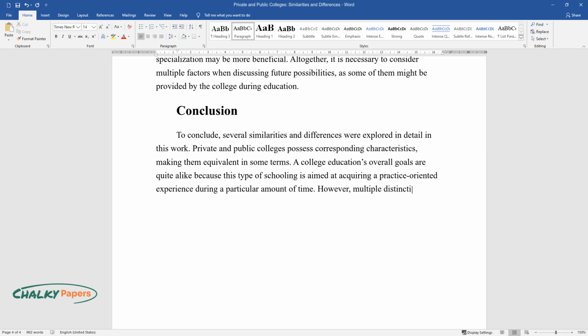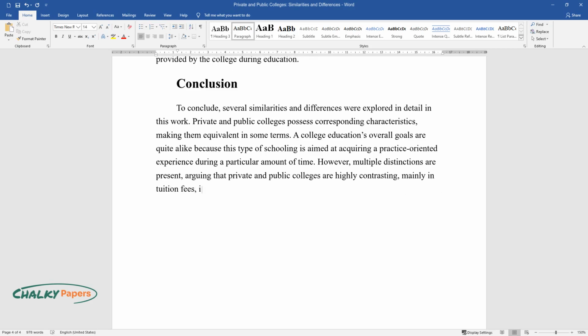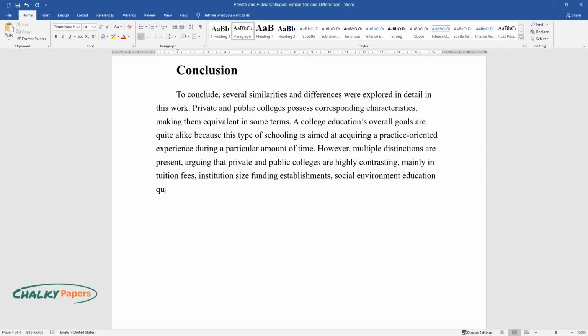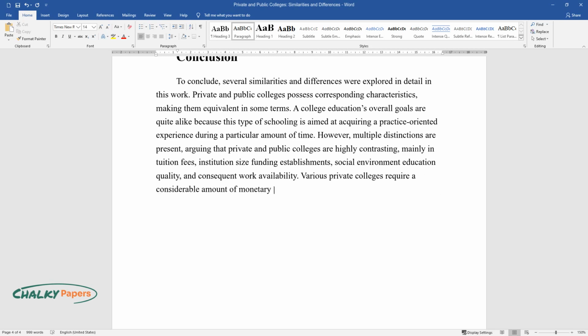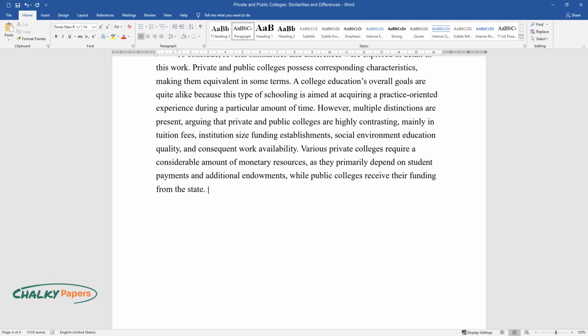However, multiple distinctions are present, arguing that private and public colleges are highly contrasting, mainly in tuition fees, institution size, funding establishments, social environment, education quality, and consequent work availability. Various private colleges require a considerable amount of monetary resources, as they primarily depend on student payments and additional endowments, while public colleges receive their funding from the state.